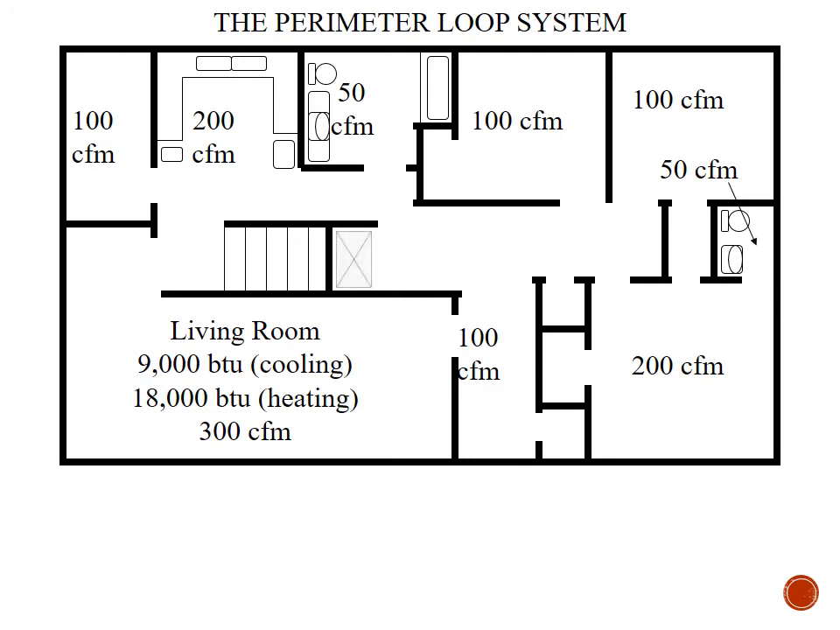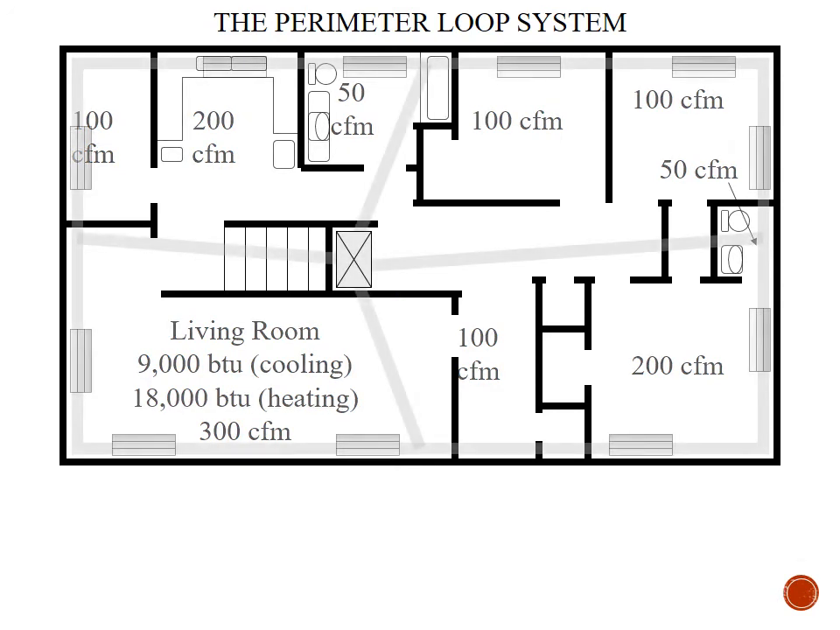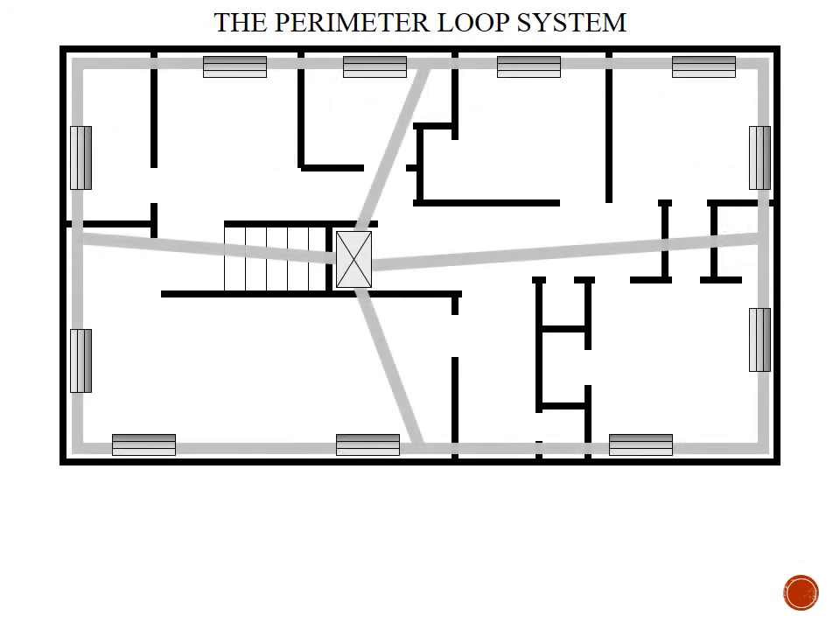It looks like this. So here is our perimeter loop, where we supply pressure at different points in those registers, and the air will go around in a big loop and come back to one register.